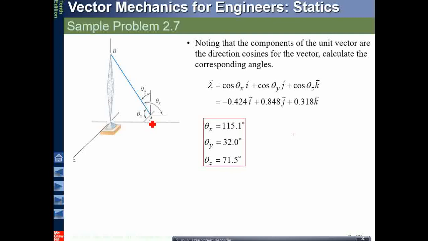So these theta x, theta y, and theta z are making an angle from the horizontal, from the vertical, and from the z axis. From the horizontal, the angle is theta x, from the vertical, the angle is theta y, and from the z, the angle is theta z. And these are known as direction cosines. Okay?